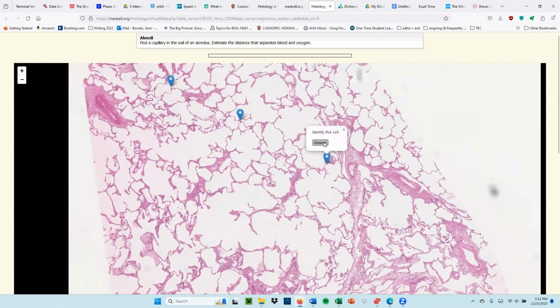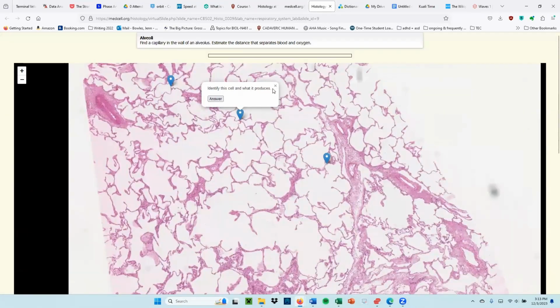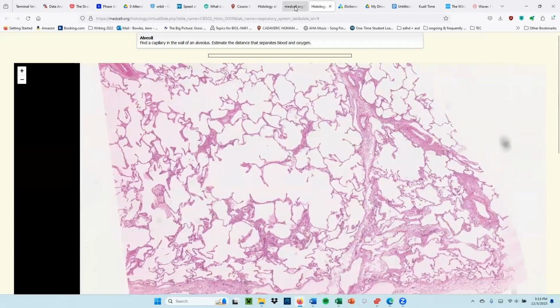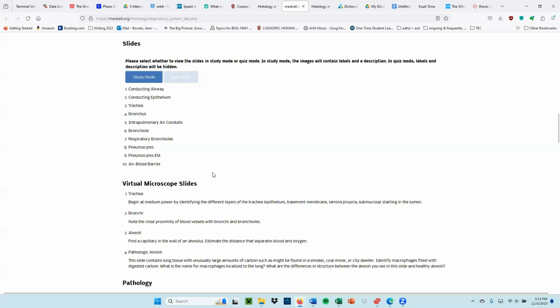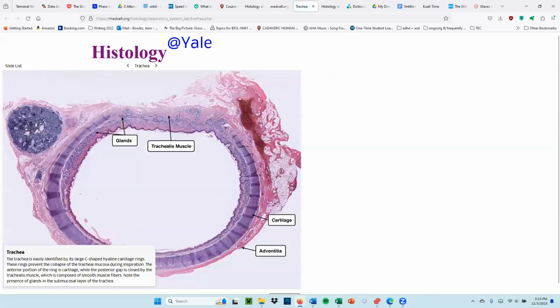And it does have these labels. Some of them are going to go beyond the scope of this class. So probably don't worry about the labels, but you can use these blank slides to practice too. Histology-wise, things that were mentioned would be things like the trachea with that pseudostratified ciliated columnar epithelium.